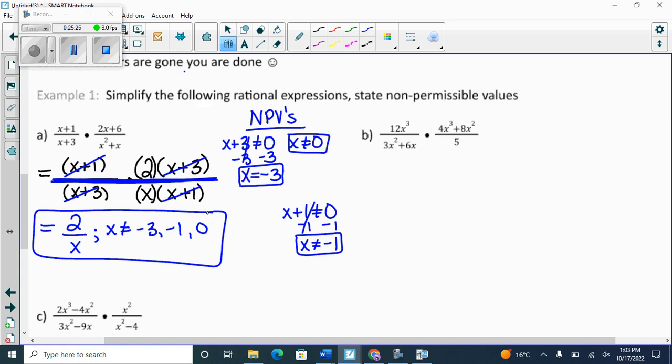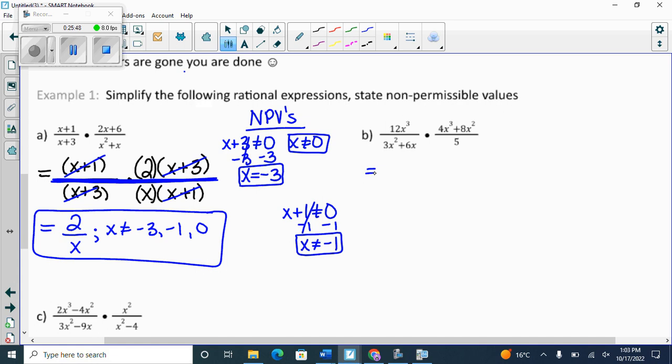So step 1, GCF difference of squares, all the numerators, all the denominators. Step 2, NPVs. Step 3, draw a big line and cancel. Done. That's it. 3 steps. If you do those same 3 steps every time you multiply, divide, or simplify just a something over a something, you will get every question right, always. There's nothing more advanced than that. That's it. So let's look at B.